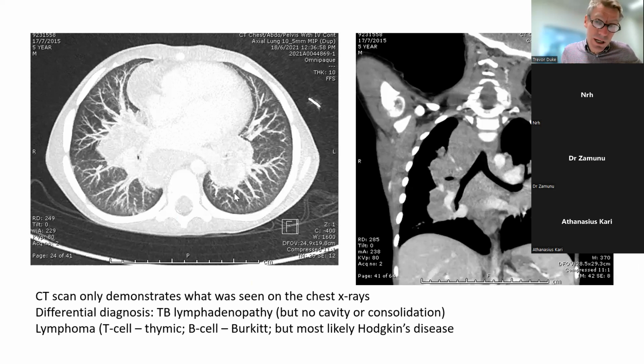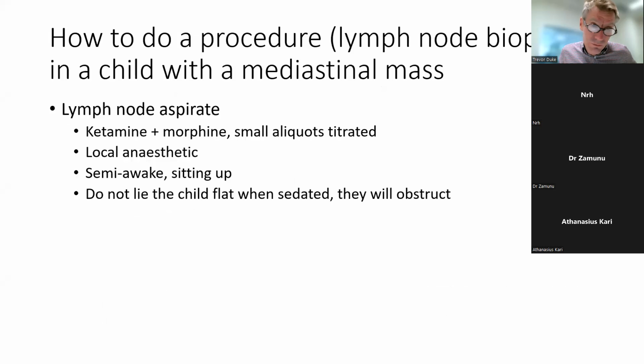This was his CT scan. It doesn't really tell you much that's not evident on the X-ray, but you can see the big lymph nodes there, very large lymph nodes encasing the airways. Right? And you can see here how the airways are actually blocked. They narrow down because of the lymph nodes.